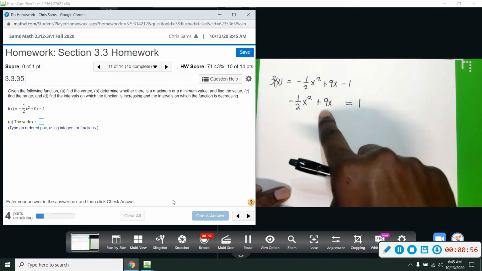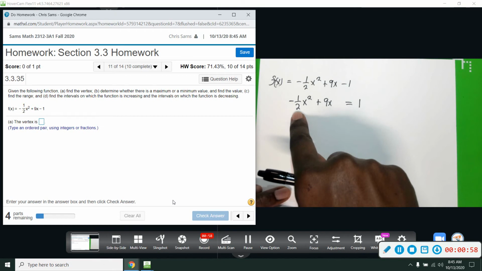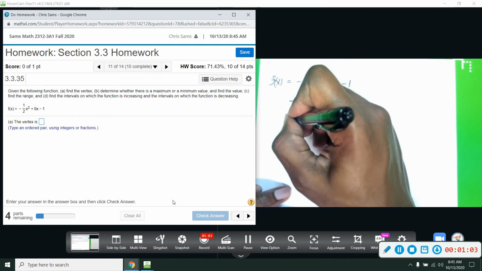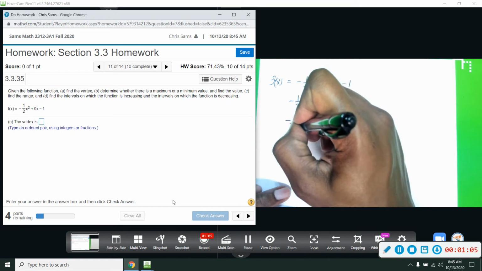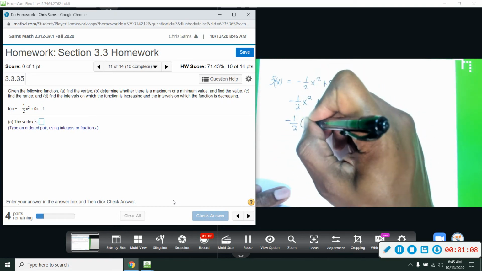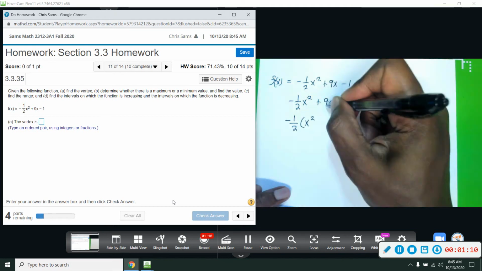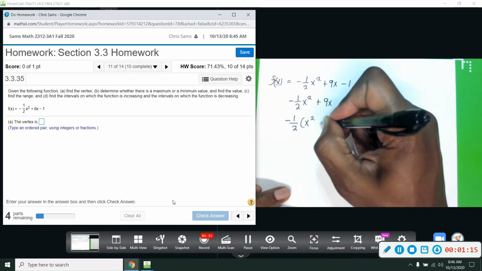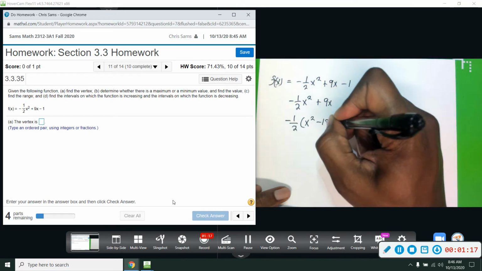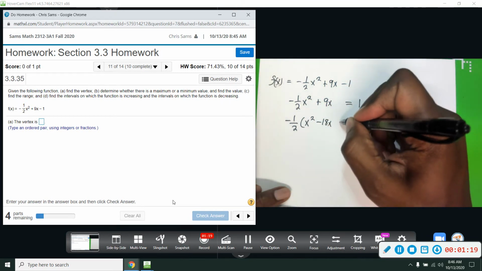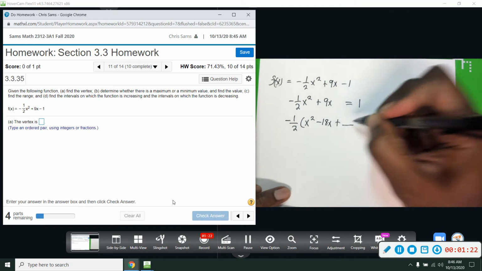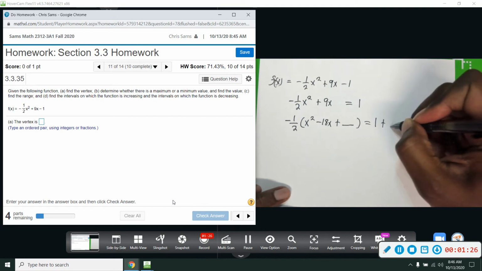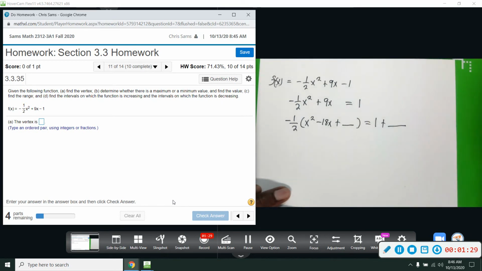Now I need to factor out this negative 1/2, so dividing both these terms by negative 1/2. The negative 1/2 is on the outside. That will leave us with x squared, and dividing by half is almost the same as multiplying by 2, so that will give us negative 18. And then I'm going to put plus blank because now I'm going to complete the square, and then equals 1 plus blank. Whatever I add to this side, I have to add to that side.